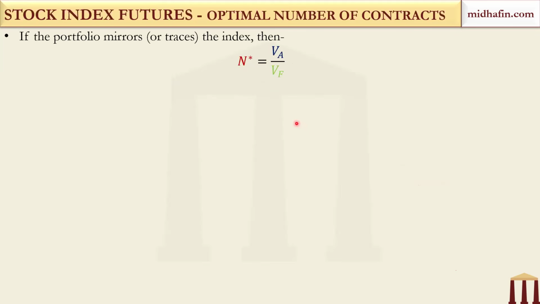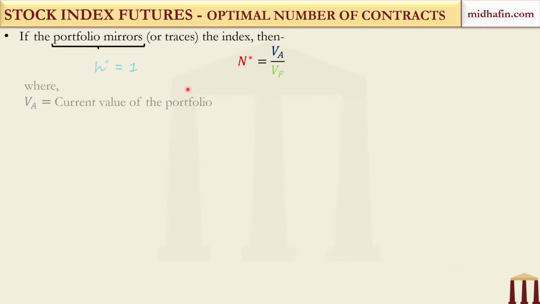Optimal number of contracts. Now, let's say we are talking about stock index futures. There will be questions asking you to find the optimal number of contracts when the portfolio mirrors the index. This is the specific case of stock index futures. So can you tell me what is the direct implication of the portfolio mirroring the index for the hedge ratio? 1. Exactly. Hedge ratio is 1 because the portfolio is completely mirroring or tracking the index. As the index moves, the portfolio moves accordingly. Hedge ratio is 1.